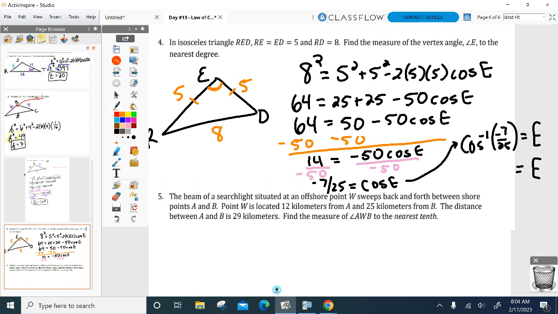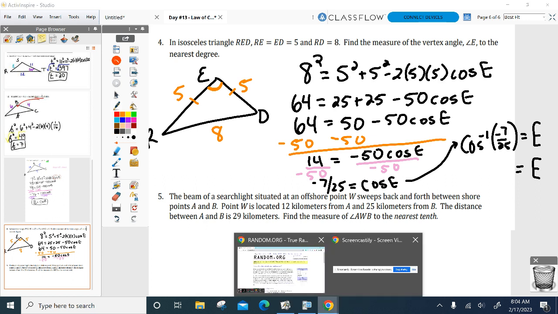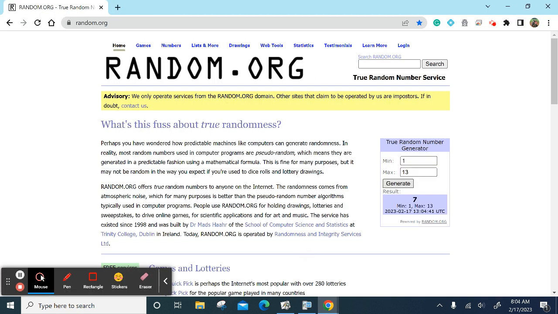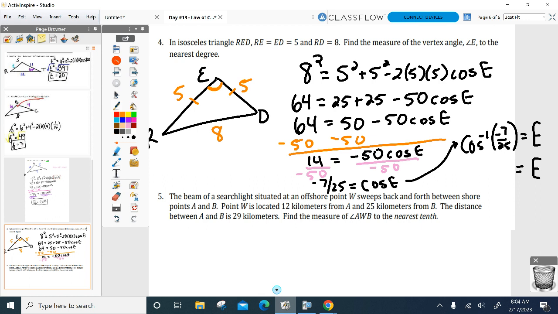And how many degrees are in that vertex angle? What are we rounding to? Nearest degree. 106.2. Nearest degree, Kara. Oh, 106. There you go, 106 degrees.